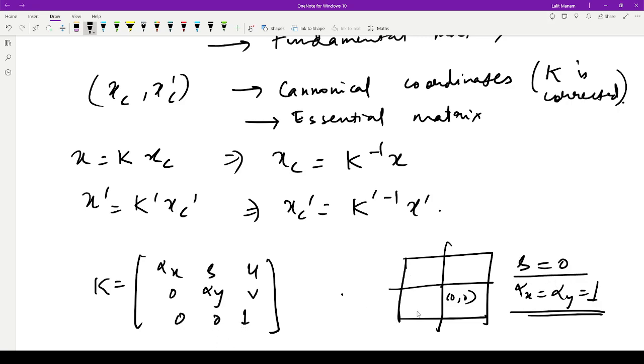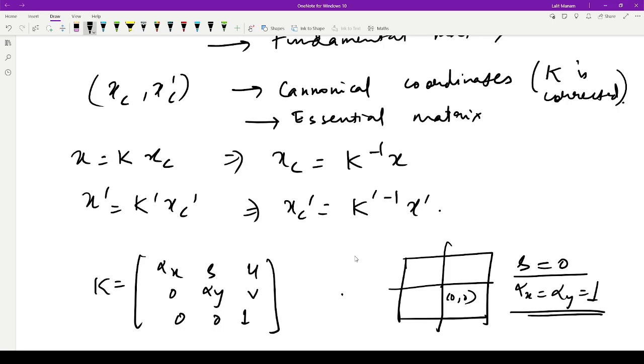Is this intuition clear? From a general focal length and a general coordinate system which has UV as the origin, the center, we convert it to a coordinate system where the origin itself is the center and the focal length is 1. So that's why it's called canonical coordinates. That's how the name comes.